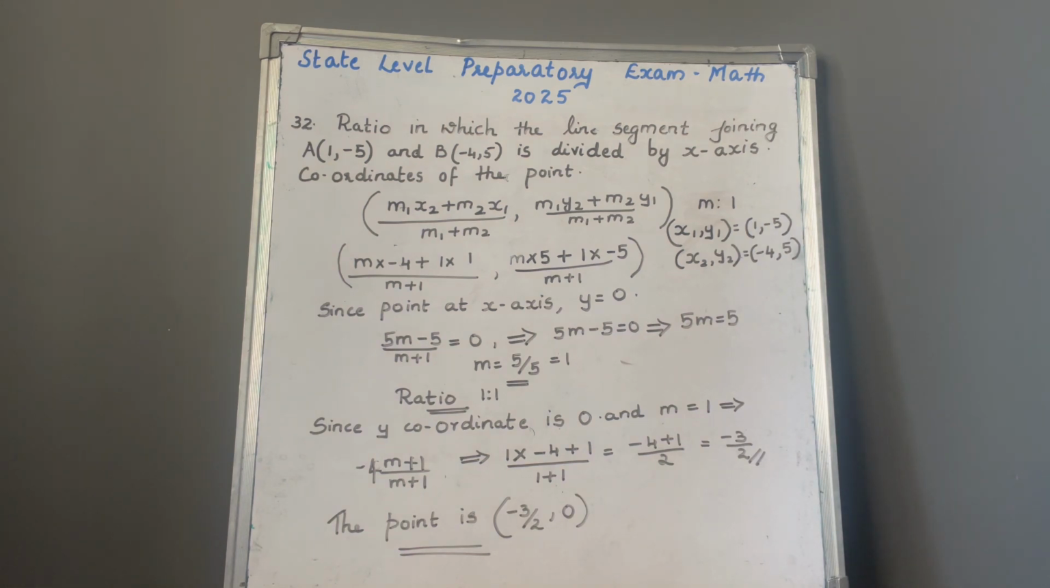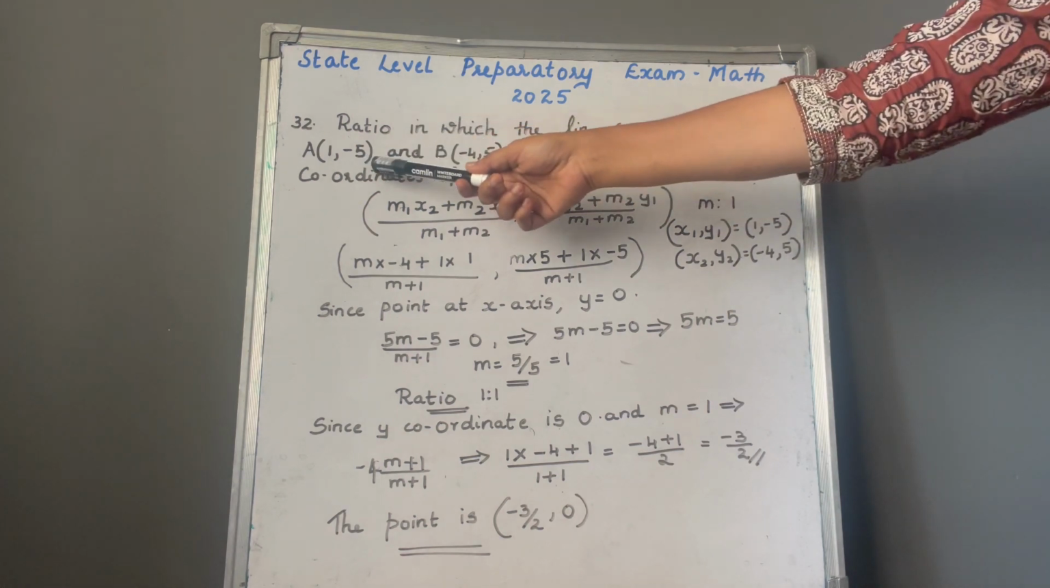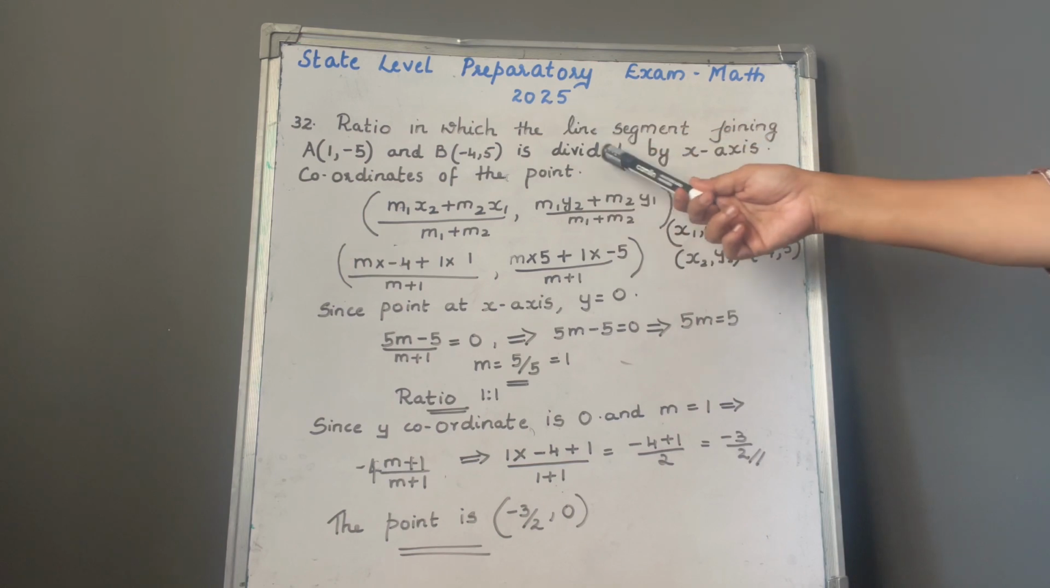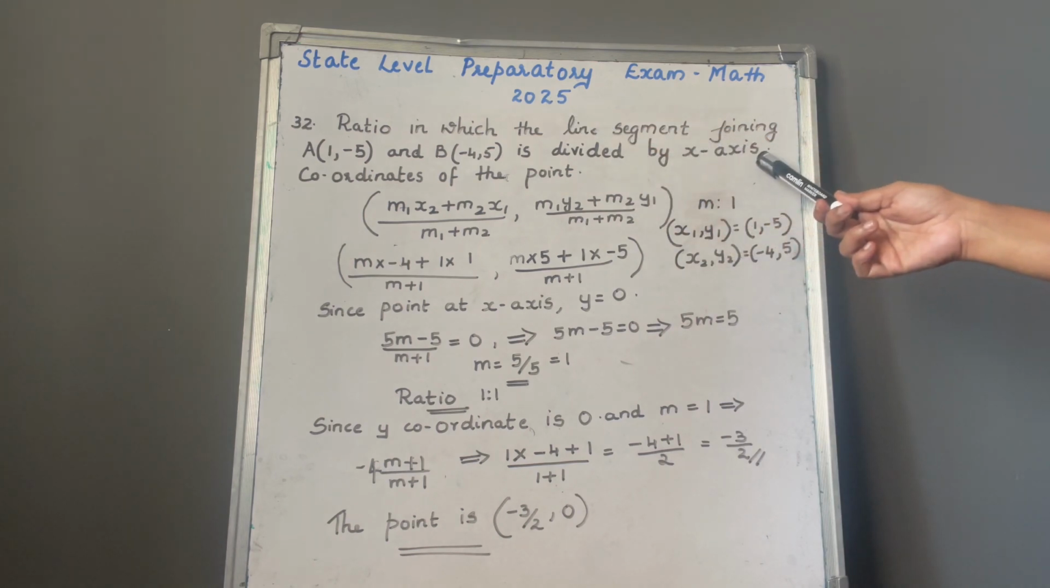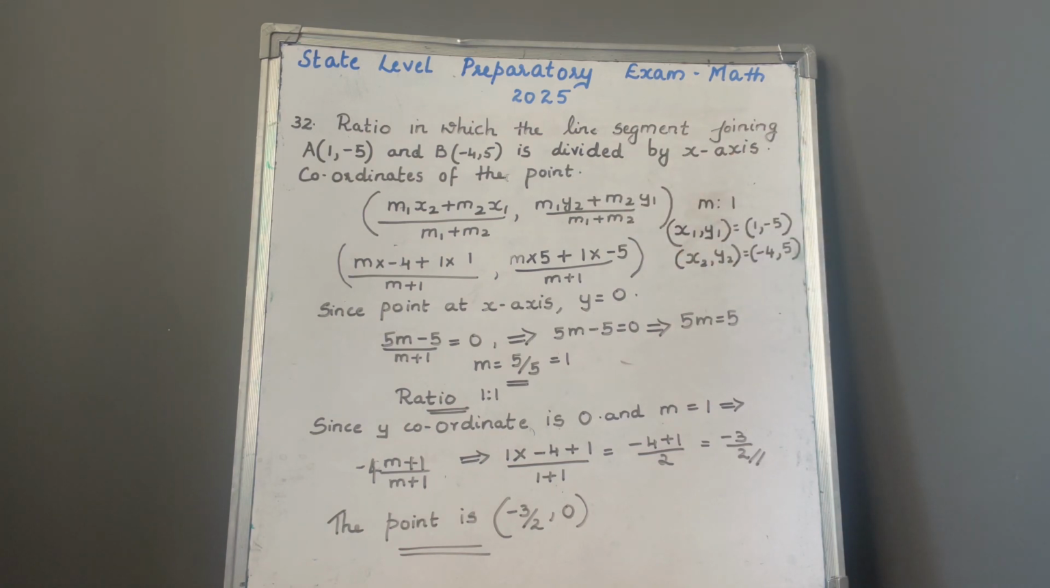Question number 32 is: find the ratio in which the line segment joining A(1, -5) and B(-4, 5) is divided by the x-axis. Coordinates of the point also should be found out.